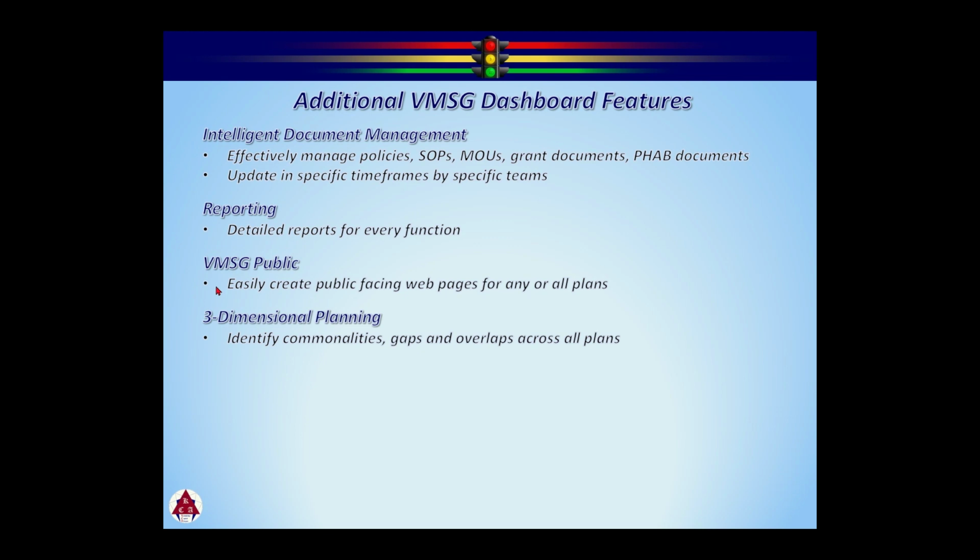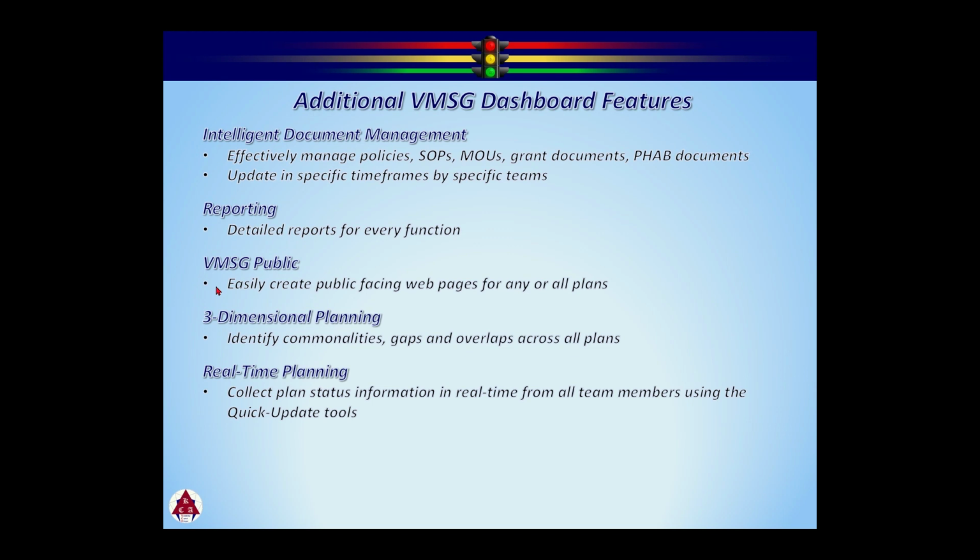Three-dimensional planning, the ability to look across every plan in the system for commonalities, gaps, and overlaps. Really works well for the accreditation process, because you can say, show me everything that is related to FAB Standard 6.1. Includes every plan and every document. When you're going through your site review, boom, it's right there in front of you.